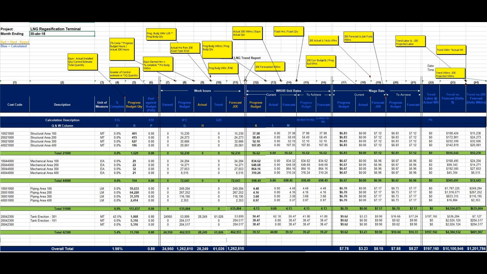Column 1. Cost code, usually a numeric code that defines the type of working being performed. Column 2. Description, a written description of the numeric cost code. Column 3. Unit of measure identifies the measurement criteria for quantities in a given cost code.